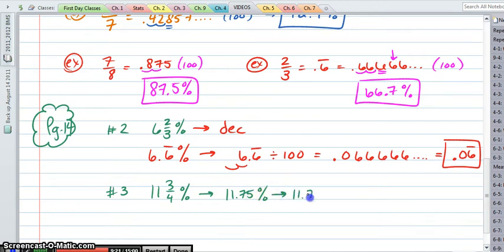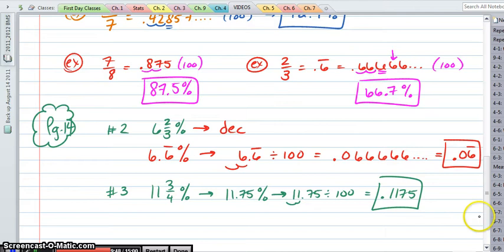I can then take that number, divide by 100, and you can do this all mentally. I'm just writing out the steps so that you don't miss anything. If you ever are unsure as to how I got from A to B, just make a note and ask me in class, because I do want to make sure that you understand everything that's happening here. Okay, but we do get 0.1175.